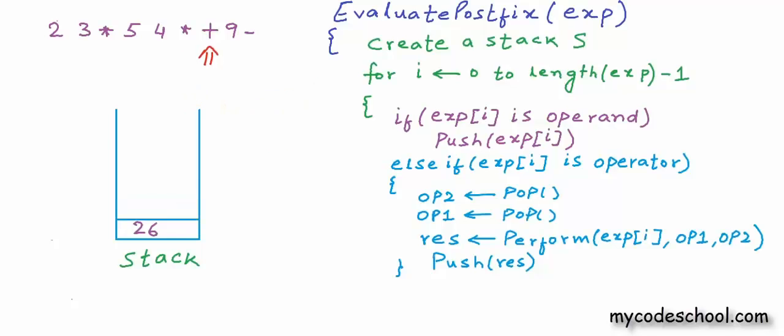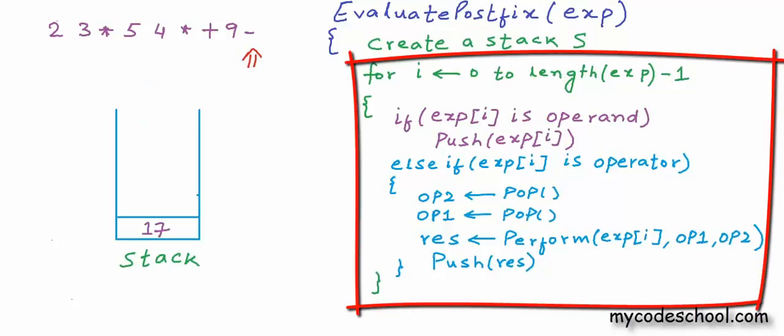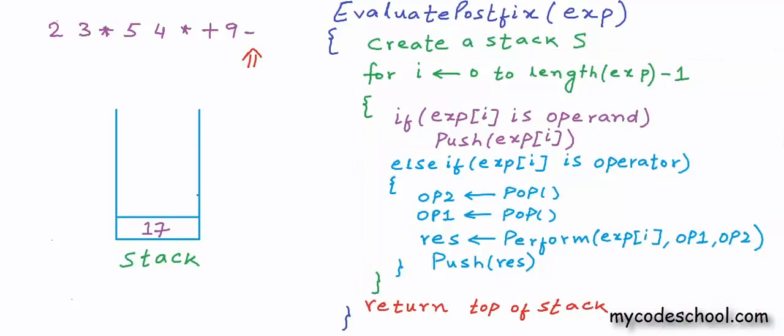We have 26 pushed onto the stack now. Now it's 9 which will go in. And finally we have this subtraction. 26 minus 9, 17 will be pushed onto the stack. At this stage we will be done with the loop. We are done with all the tokens, all the operands and operators. The top of stack can be returned as the final result. At this stage we will have only one element in the stack, and this element will be my final result.